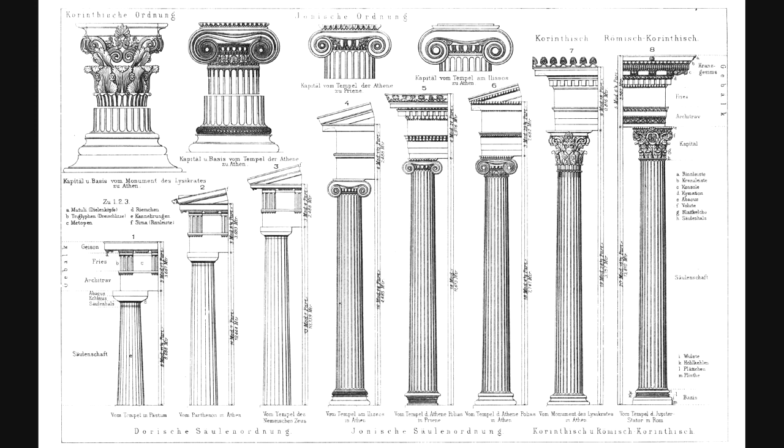When you start, like in a three-story building, the first floor is dimension one. And then you multiply it. So actually the column becomes slimmer to the top. It usually reaches 85% of the lower diameter. So it's 0.85.